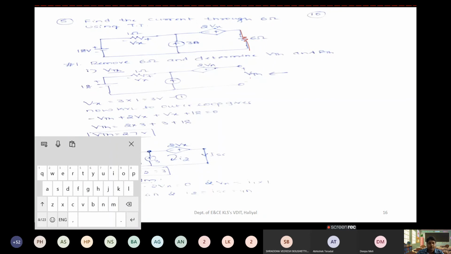So if you want to find VTH, what I have done is first define what Vx is. So what will be Vx now? This you have to understand properly. I have written Vx is equal to 3 into 1. See, check the Vx here where it is indicated. Vx is indicated here. So that is the voltage drop here, right?